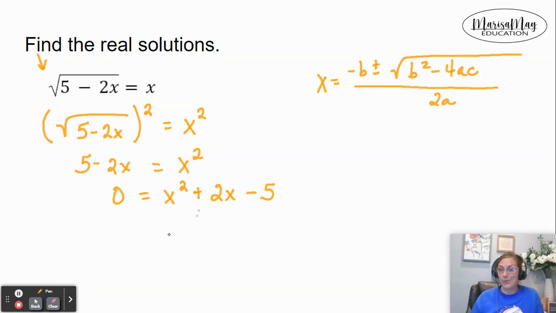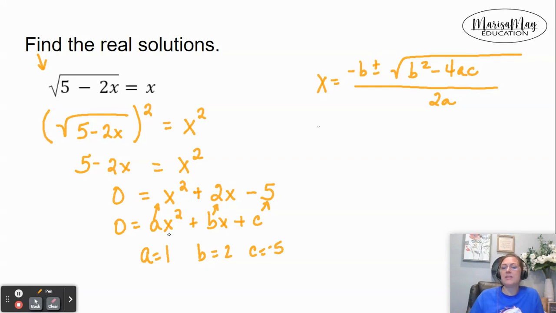And you may be going, well, where is the a, b, and c? I'm glad you asked, because one of the reasons we needed to get all of the terms on one side was so we could tell what a, b, and c are. See, a is the number in front of x squared. That's 1. Even though it's not written, it's understood to be a 1. The b is a 2. And the c is, watch this, negative 5.